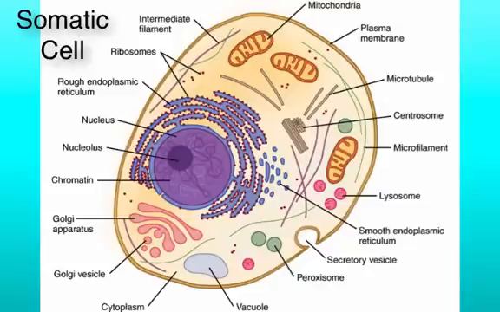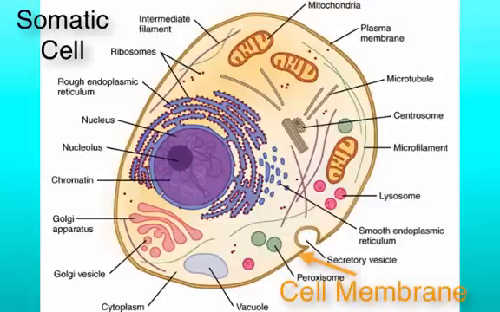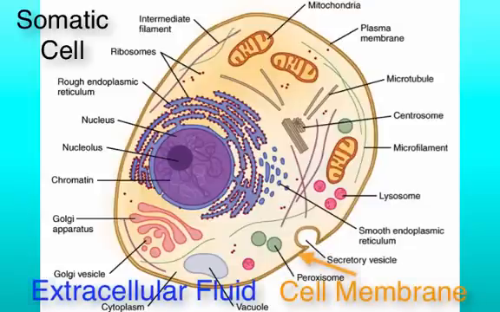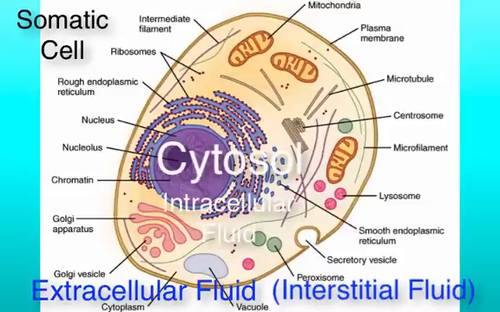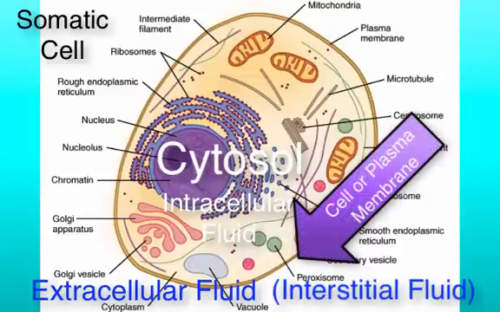The contents of the cell are enclosed within a cell membrane. The watery fluid outside of the cell is called the extracellular fluid. Another name for the extracellular fluid is interstitial fluid. Think of it as the tissue fluid. The fluid inside the cell is called the cytosol, otherwise known as intracellular fluid. The interstitial fluid and the cytosol are separated by the cell membrane, also called the plasma membrane.